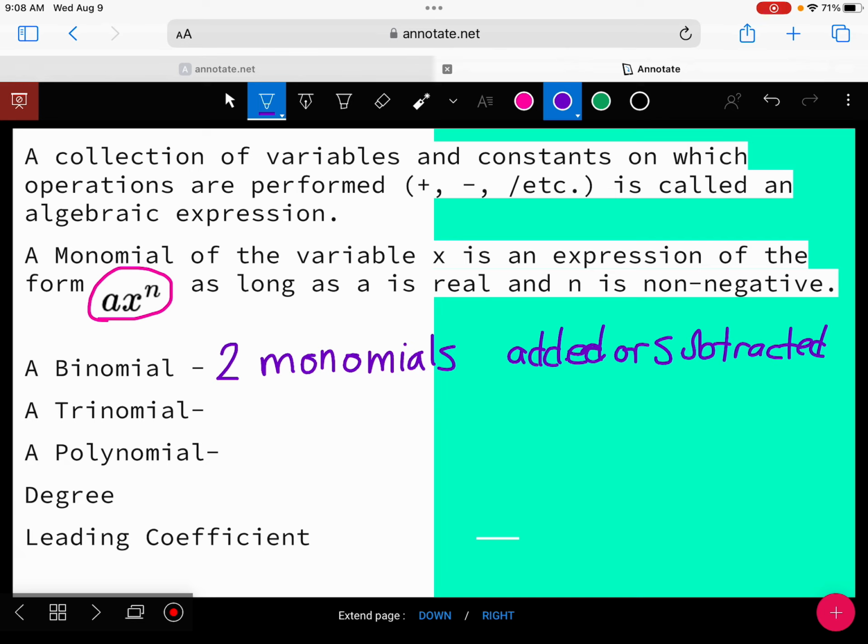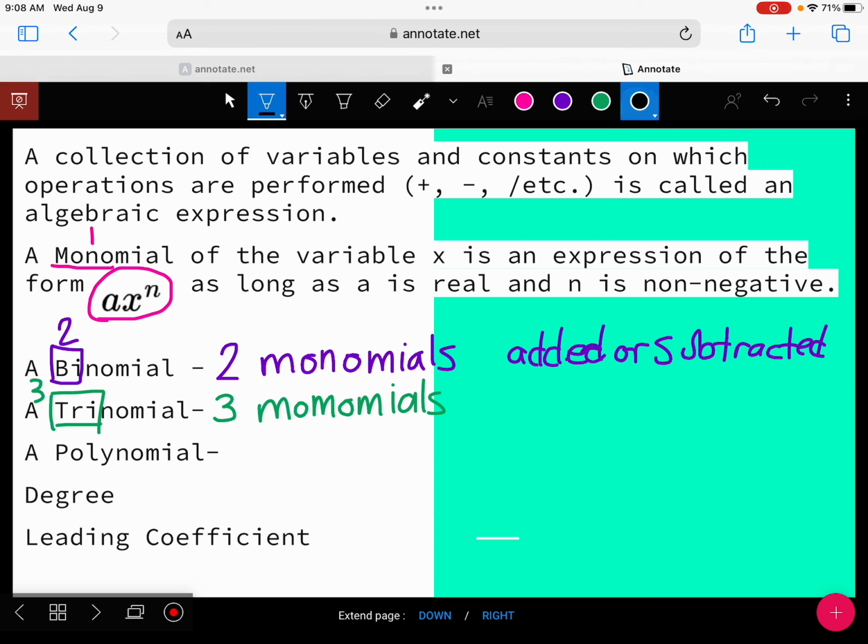Because binomial, think about bicycle, 2. Monomial, 1. Trinomial, 3. Exactly right. So it's 3 monomials smashed together with adding or subtracting. It's an algebraic expression made of 3 monomials.